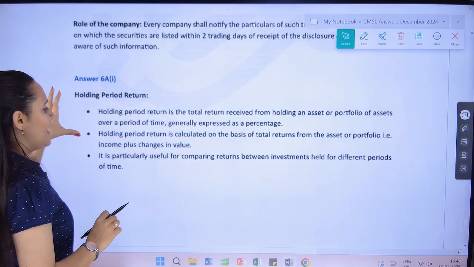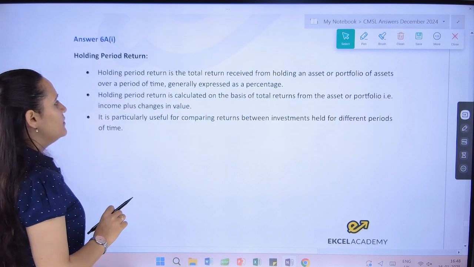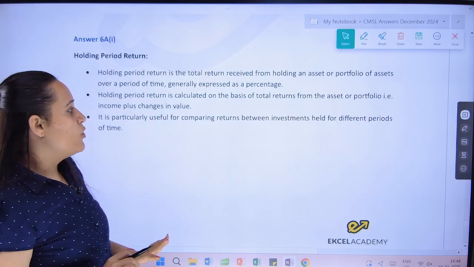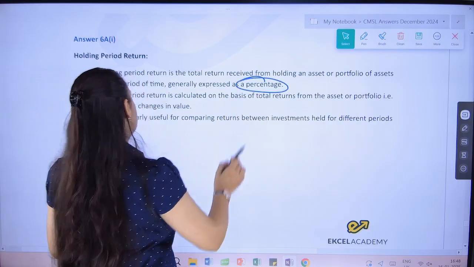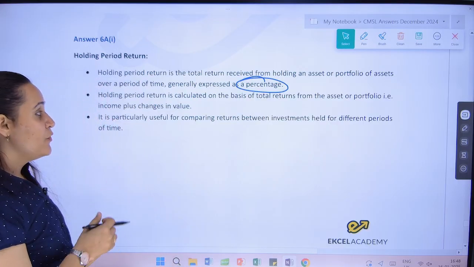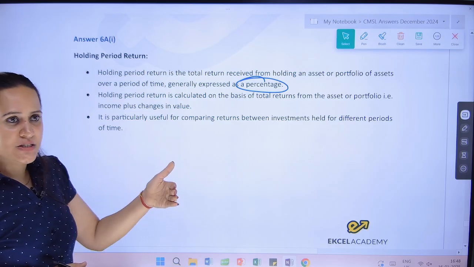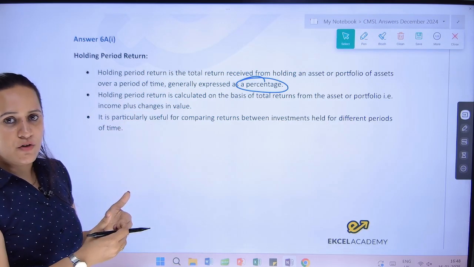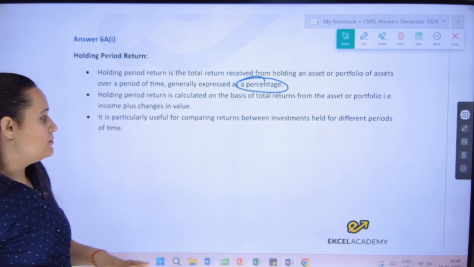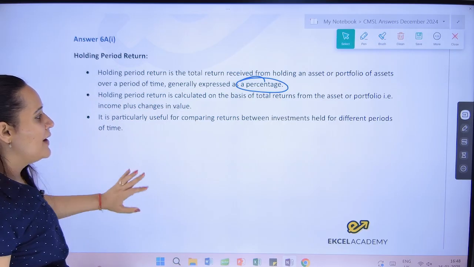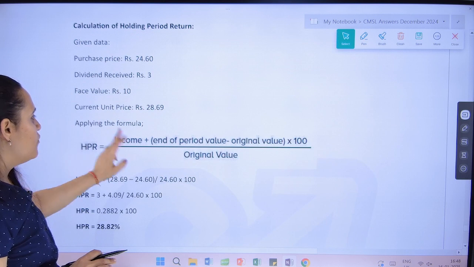First, we'll give a side heading of what is a holding period return. It is the total return received from the holding of an asset or a portfolio of assets over a given period of time, expressed as a percentage. It is calculated on the basis of total returns and income, that is change in value. How much have you invested and how much money did you make out of it? Put together over a given period of time, how much have you earned through your investment? It is particularly useful for comparing returns between different periods. That is the definition.